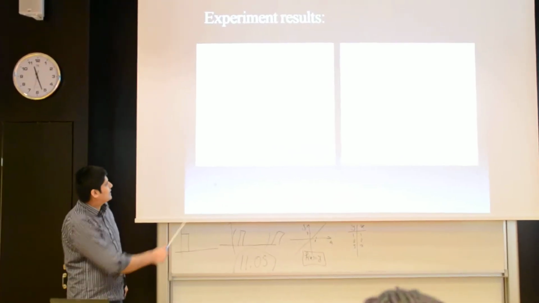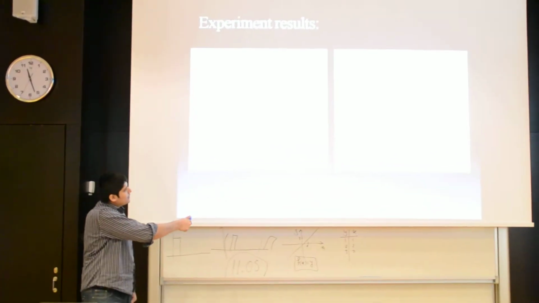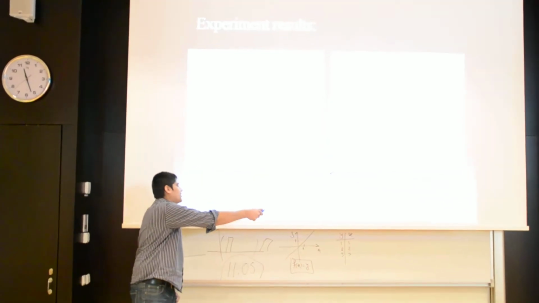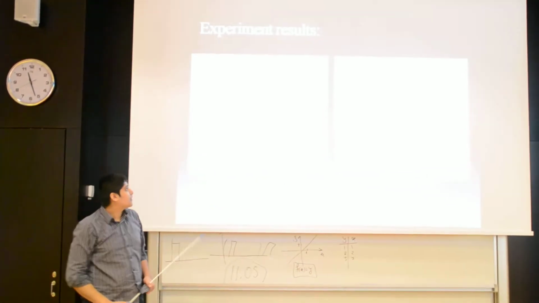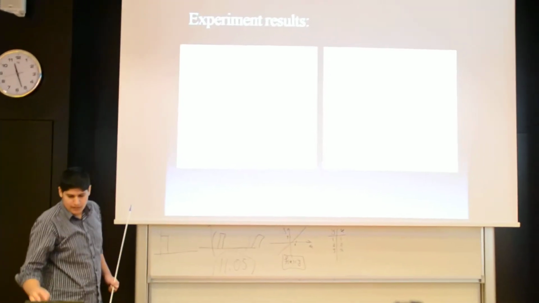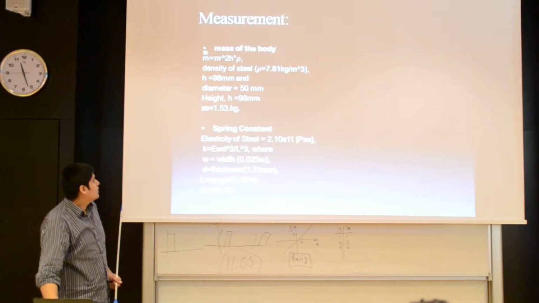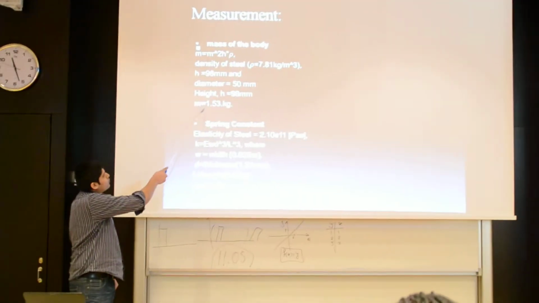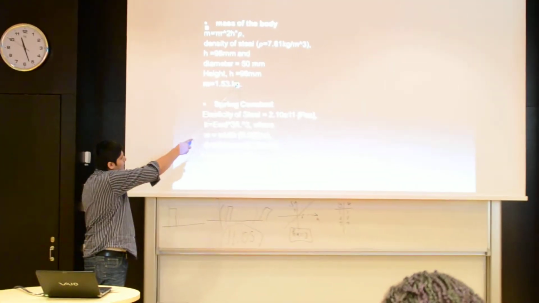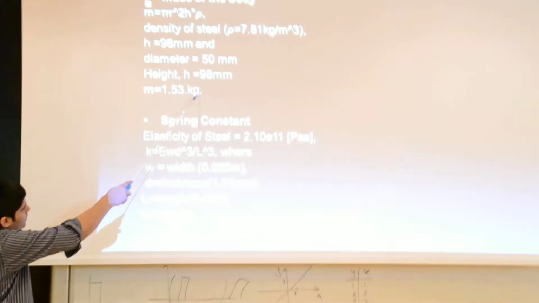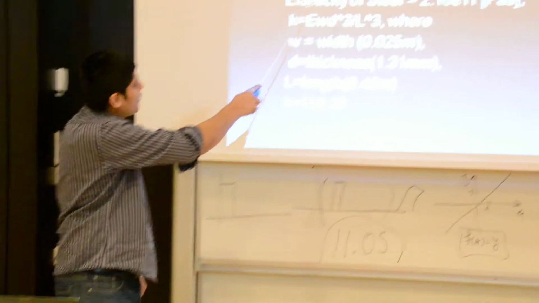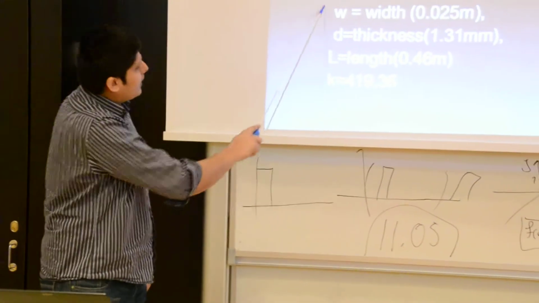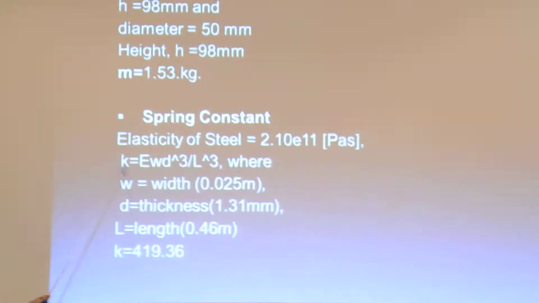And this one is our experimental results. This one is acceleration. This one is just a print screen of our experiment. Measurements. I explained already how to calculate the mass. So my mass is in kilogram. This one is my mass, 1.53, and here is the spring constant that we calculate from the Young modulus.